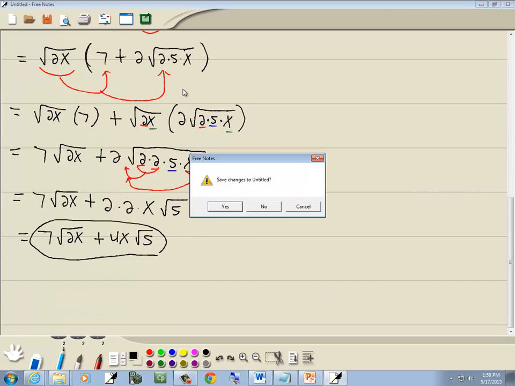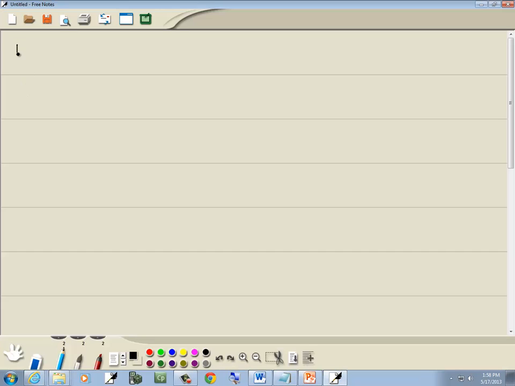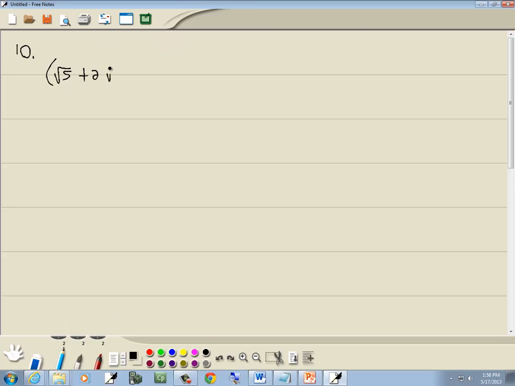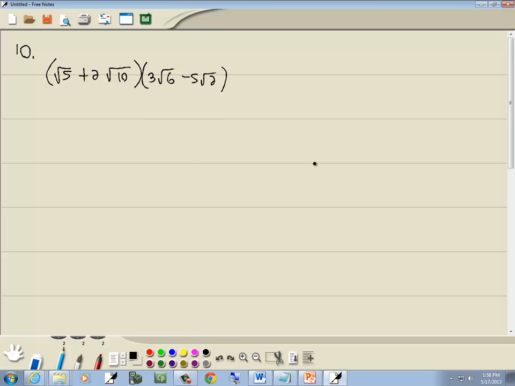Let me start a new page. Number 10: square root of 5 plus 2 square root of 10, times 3 square root of 6 minus 5 square root of 2. Now, there's nothing exciting about this. You've seen this technique already. Remember when you multiply these together, x plus 2 times x minus 3? Same technique you use there is what you're going to use on these.